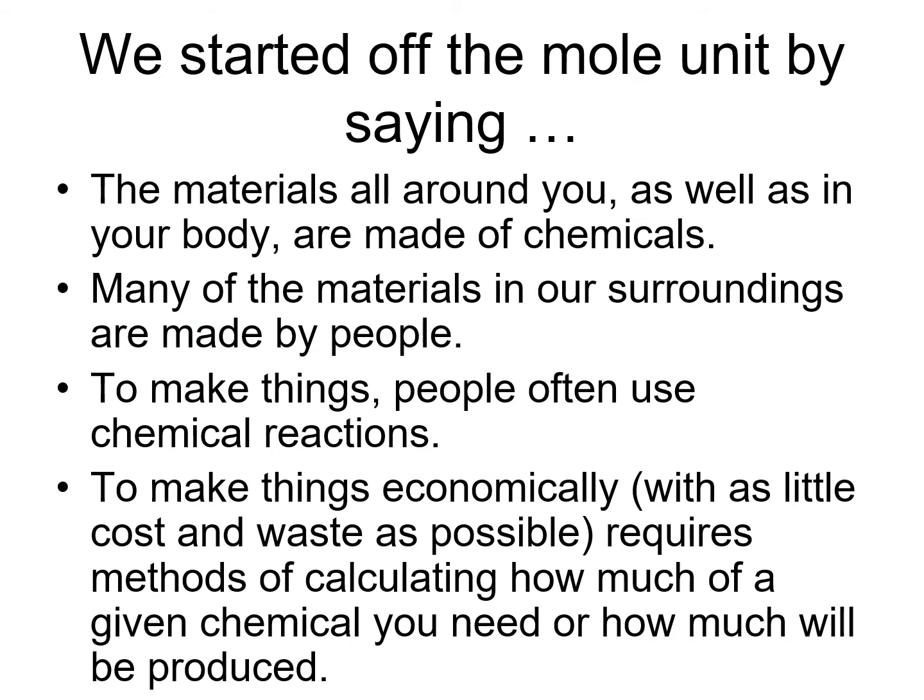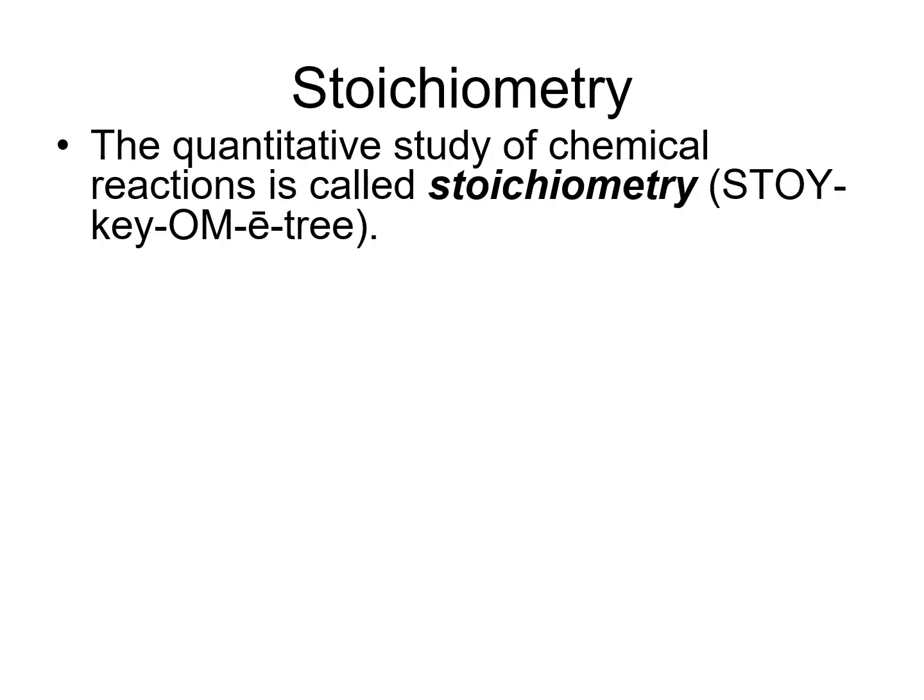So if you were with us when we were talking about the mole, we started out that unit by saying everything around you is made of chemicals, and a lot of those things are made by people. In order to make things economically and efficiently, with as little waste and as little cost as possible, knowing exactly how much to start with and how much you're going to end up with, there's got to be a way of calculating all of that. And that's what stoichiometry is all about. The quantitative study of chemical reactions is called stoichiometry.